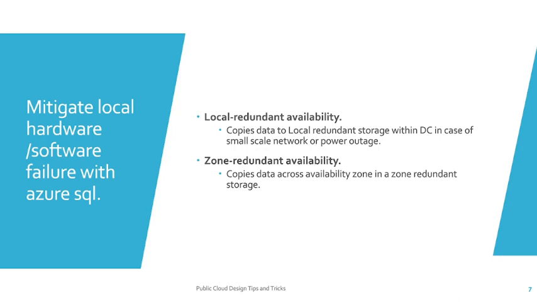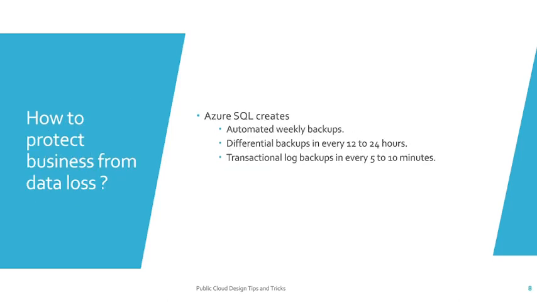Second, zone redundant availability. That means if you want to take care of an availability zone outage, where multiple data centers are getting affected in the availability zone, then you can enable zone redundant availability. It will help you copy the data across availability zones. That means if one availability zone goes down, then the other availability zone will help you out. That is zone redundant availability.